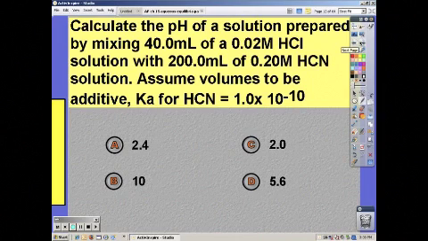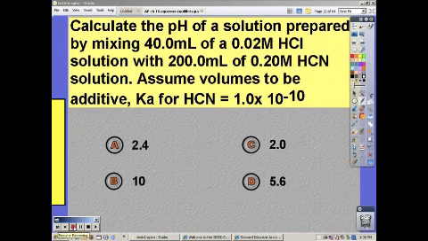On this one, we have 40 milliliters of HCl and 200 milliliters of HCN. First, you need to figure out what you actually are starting with. HCl is a strong acid, and HCN is a weak acid. Remember, when you have a mixture of two acids, only the stronger acid is going to affect the pH.